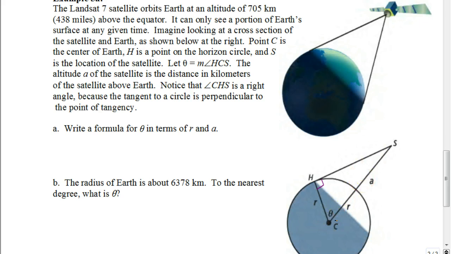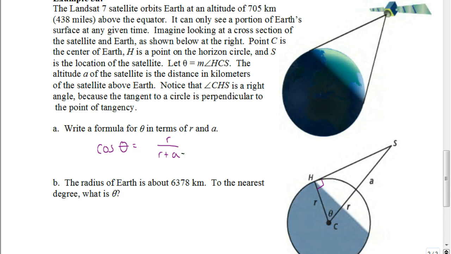So to find the measure of angle theta, we would say the cosine of theta equals the adjacent leg over the hypotenuse. Now in this case, my adjacent leg is R. My hypotenuse is not just R, it's not just A, but it's R plus A together, because remember this is a cross section of the Earth, so R represents the radius of the Earth, and A is the distance from the surface of the Earth to the satellite. So the distance from the center of the Earth to the satellite would be the radius plus the altitude.